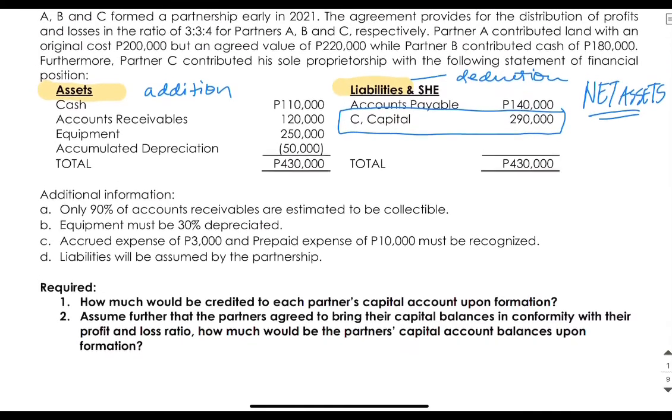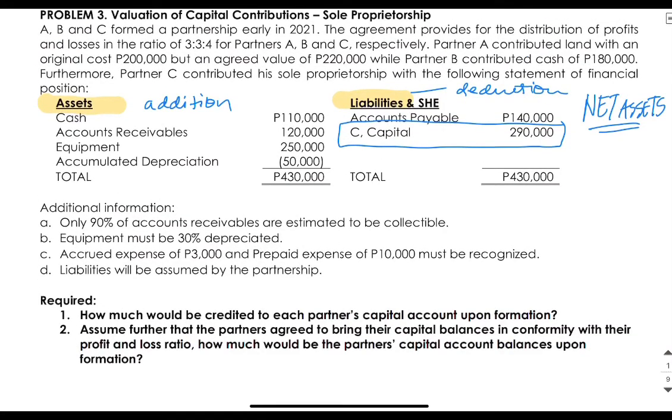Okay. So to read, A, B, and C formed a partnership early in 2021. The agreement provides for the distribution of profits and losses in the ratio of 3:3:4 for partners A, B, and C respectively. Partner A contributed land with an original cost of 200,000 but an agreed value of 220,000, while partner B contributed cash of 180,000. Furthermore, partner C contributed his sole proprietorship with the following statement of financial position. Since partner C contributed his sole proprietorship, and this is the most complicated one, we have to solve for his capital contribution first.